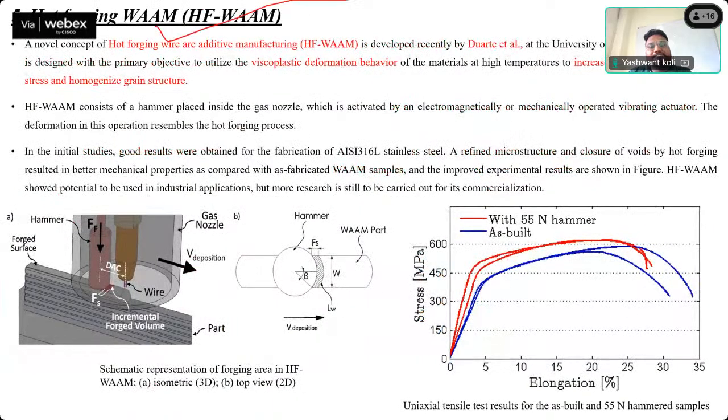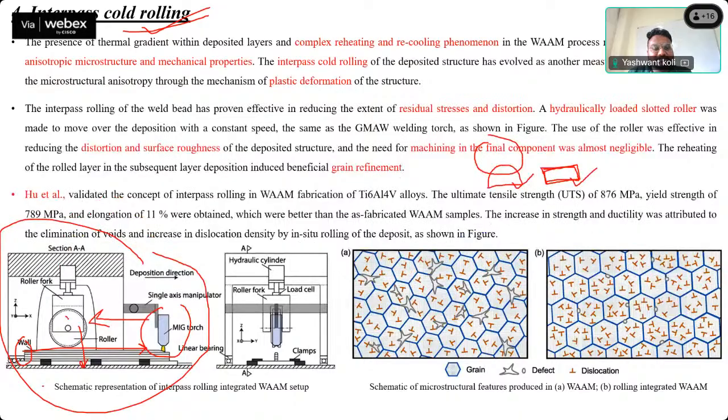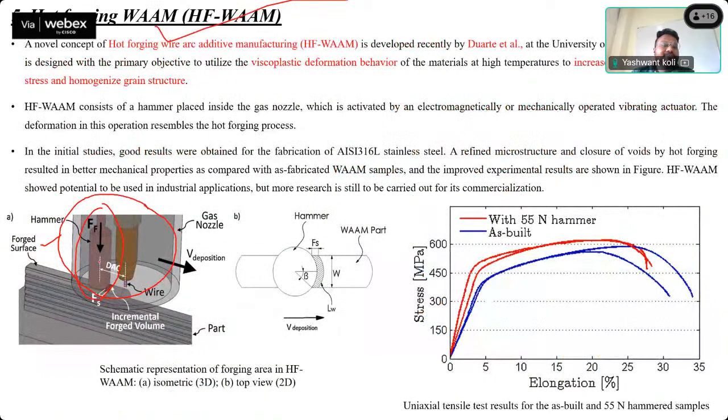So the hot forging WAM process is like, during the torch itself, we are using a hammer. So while fabricating the WAM product, by layering the weld bead, we are hammering it. It's a forged surface. So by hammering, it is similar to this interpass rolling. Here we are using the heavy roller. Here we are using a hammer. So by hammering, grain refinement can happen, and the strength can be improved.